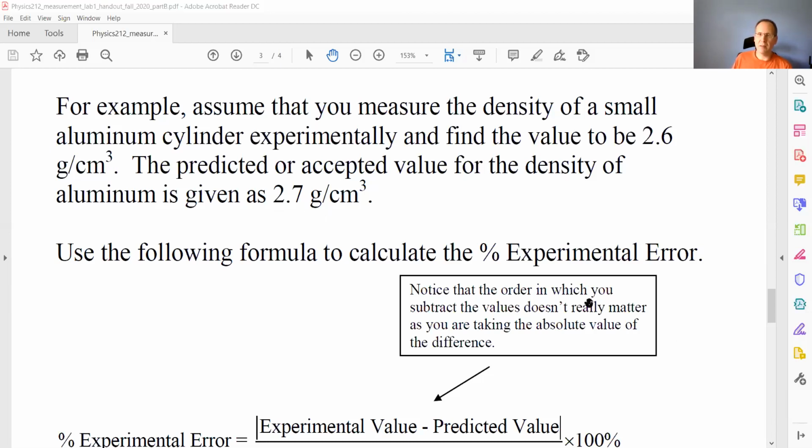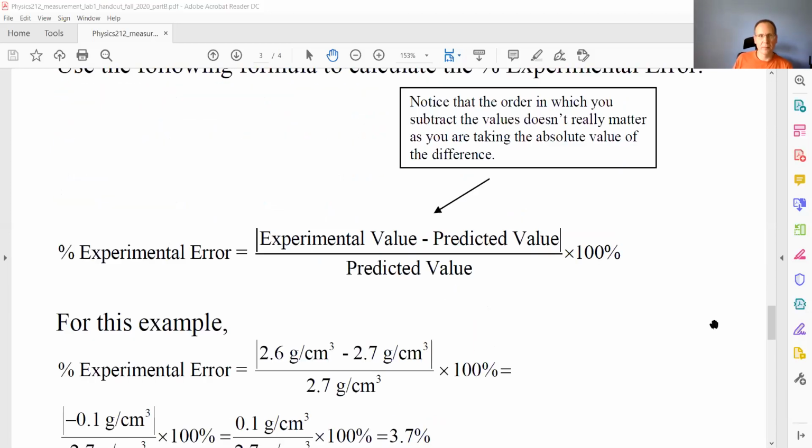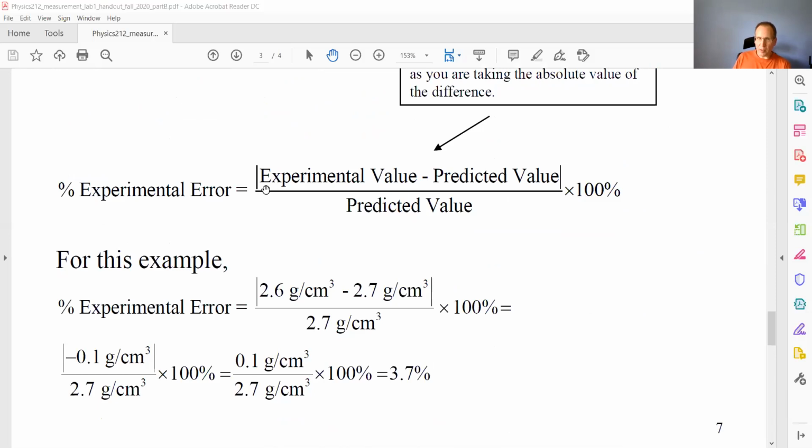This one's much easier to calculate. All you need to do is the following. In the numerator, you would subtract the values. Now, I have it written as experimental minus predicted, but it doesn't really matter because you're going to take the absolute value. You're going to make it positive anyways.